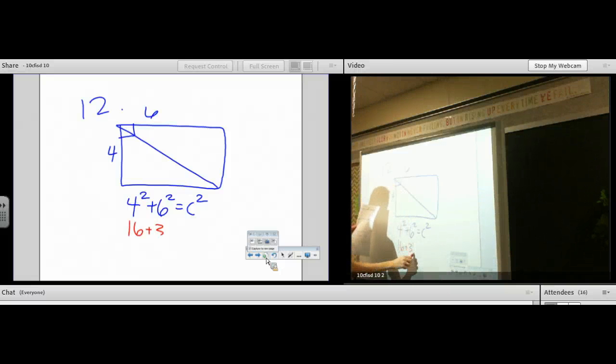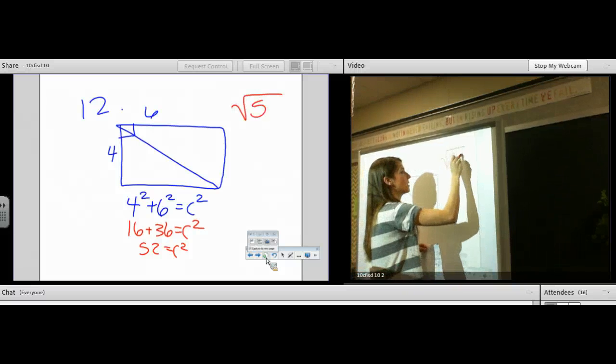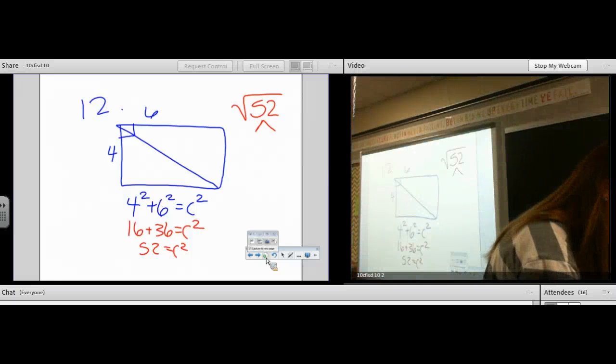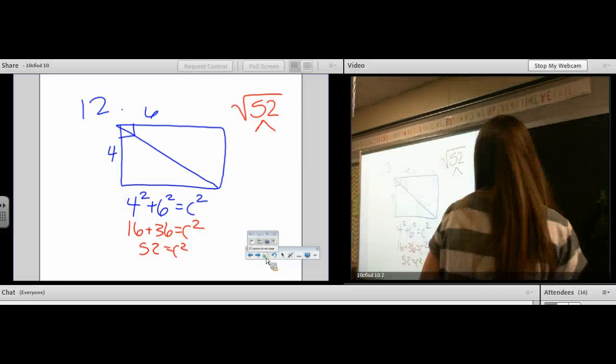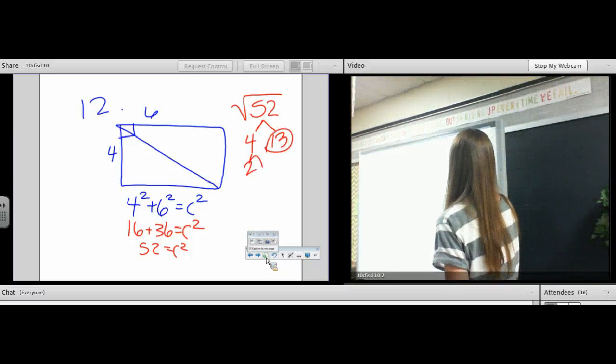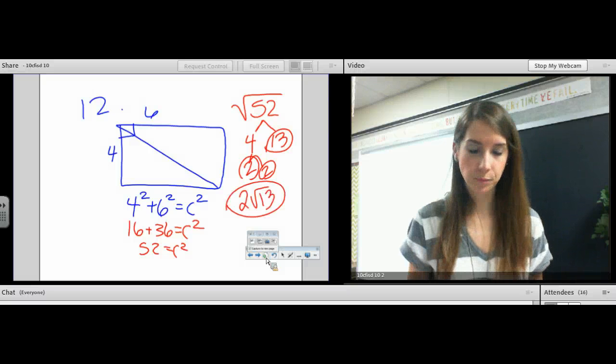16 plus 36 equals c squared. 52 equals c squared. And then the last step of Pythagorean theorem is always to square root. And then you would need to factor tree. 4 and 13. 2 and 2.